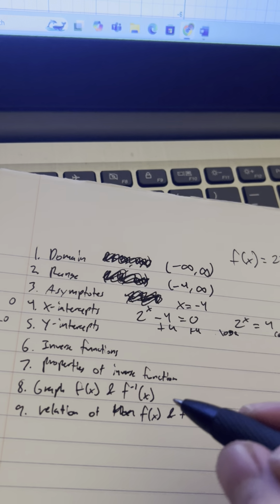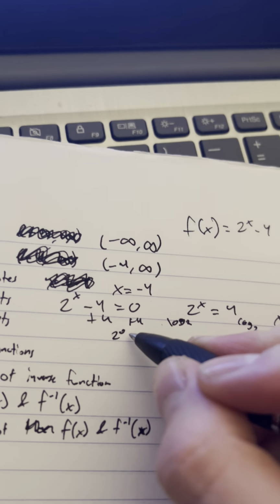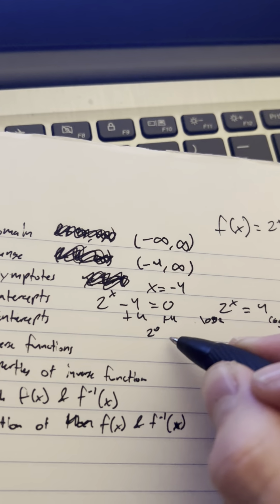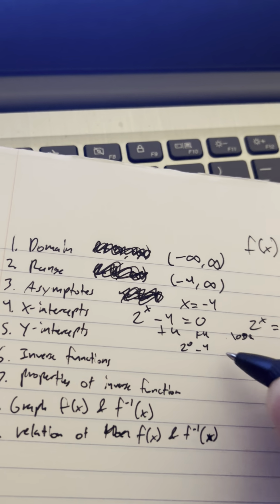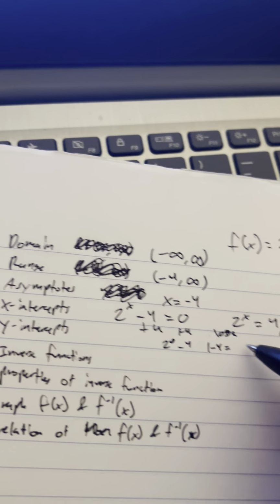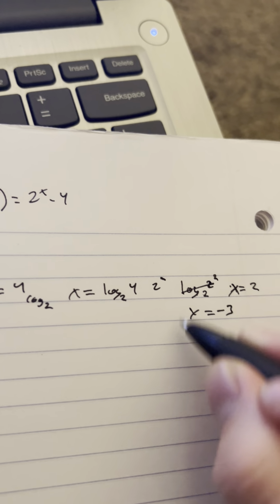To find the y-intercept, we're going to set x equal to 0. So 2 to the 0 power minus 4. 2 to the 0 power is just equal to 1, minus 4 equals negative 3. So y equals negative 3. Right there we have our x-intercept and our y-intercept.